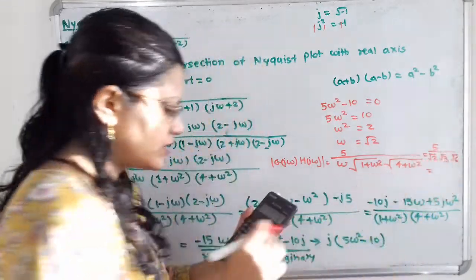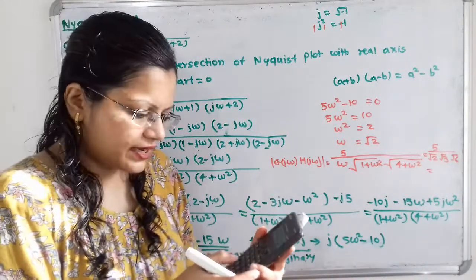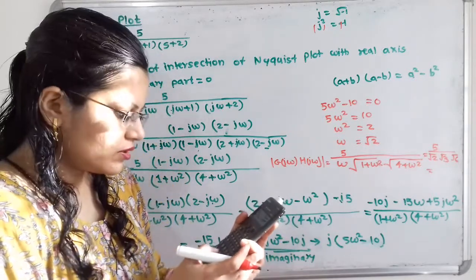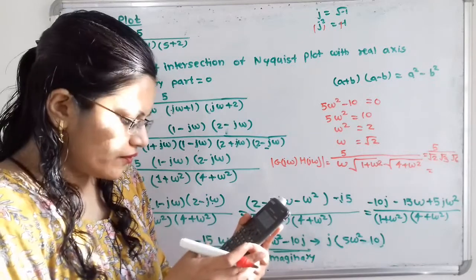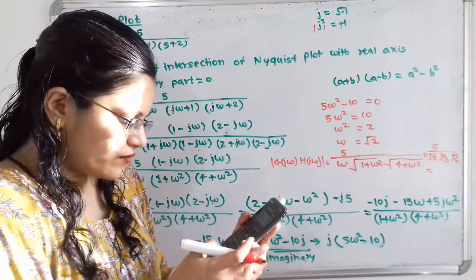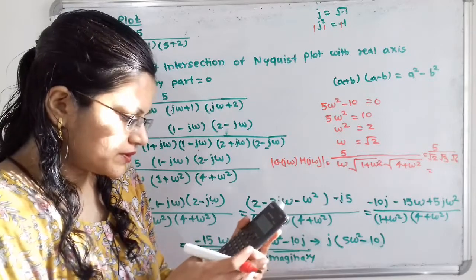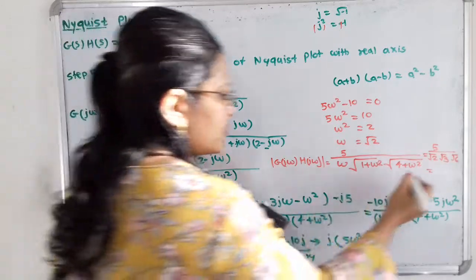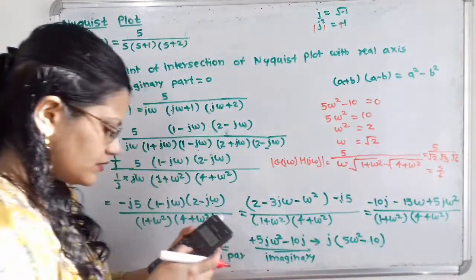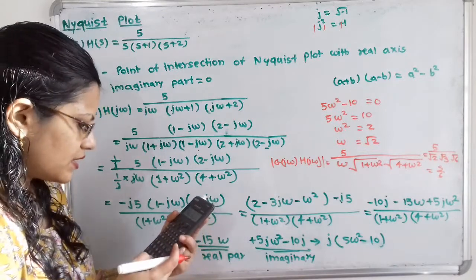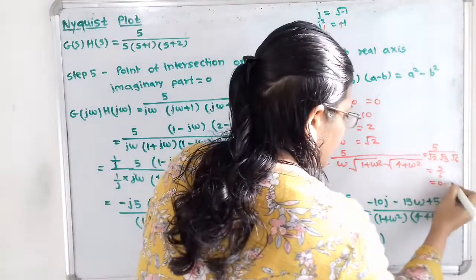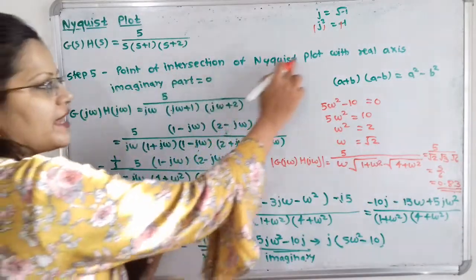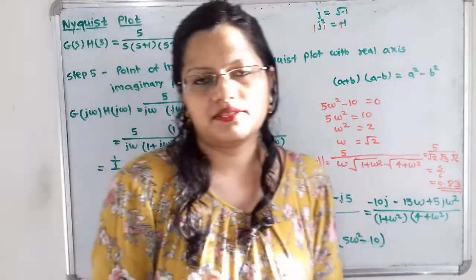So we have to solve this. Under root of 2 is equal to 1.4, multiplied by under root of 3, which is 1.7, and 2.4 multiplied by under root of 6, that is 6. So 5 divided by 6, that is 0.83. So this is the point of intersection of the Nyquist plot with the real axis.